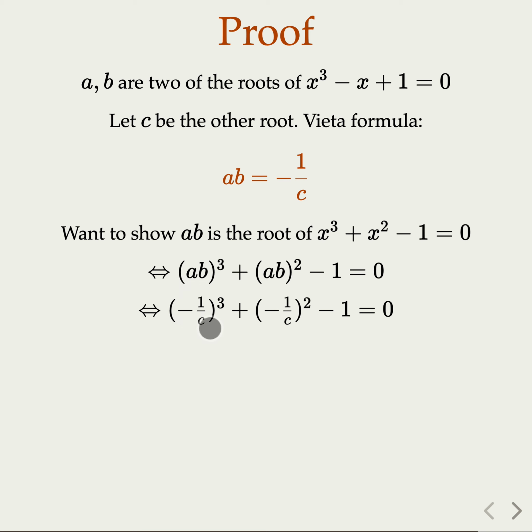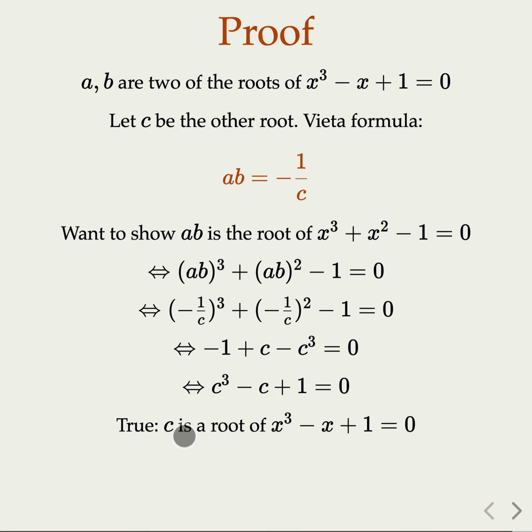And in order to prove this, it is okay to multiply c cubed on both sides. So we need to prove this. Let's rewrite it. We need to prove this. But then this is obviously true because c is the root of the original equation, and this is indeed the original equation. c is the root of this. So of course c satisfies this. And then we can go backwards, and here we say that ab is indeed the root of the new cubic equation here. Alright?